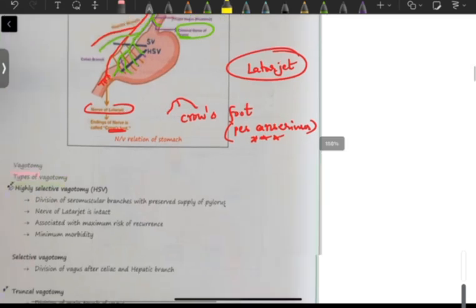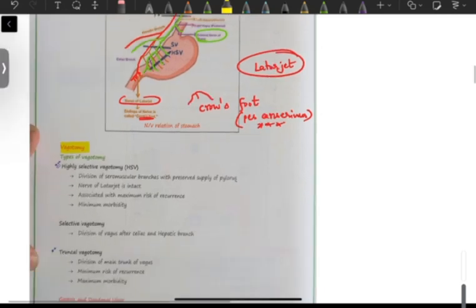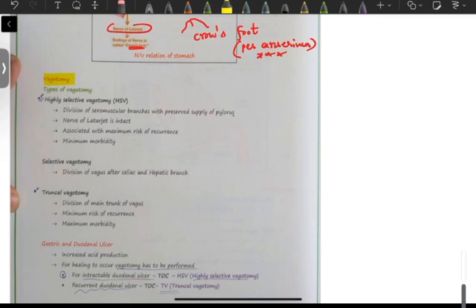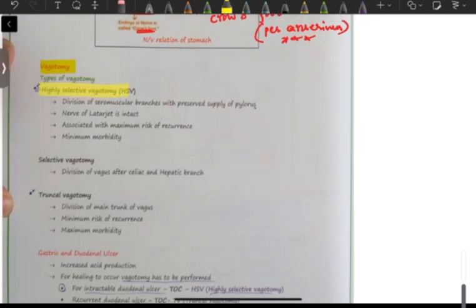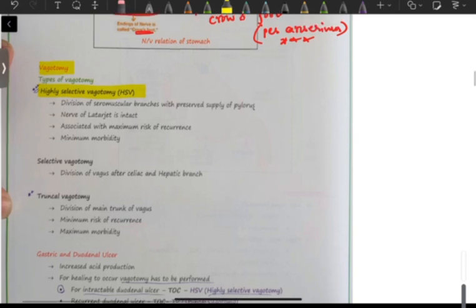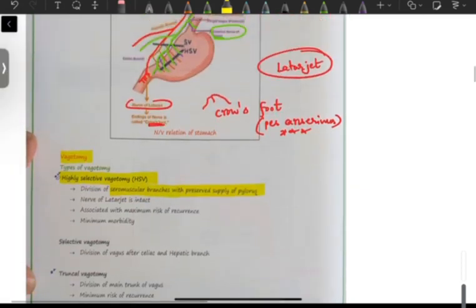Okay, so now why did we discuss all this? There are procedures called vagotomy, in which we will be cutting the vagus nerve in order to treat certain conditions. So what are the types of vagotomy we know? The first type is highly selective vagotomy. In this, we will just cut the seromuscular branches with preserved supply of the pylorus. Only these branches, whichever are supplying the stomach, these seromuscular branches will be cut.